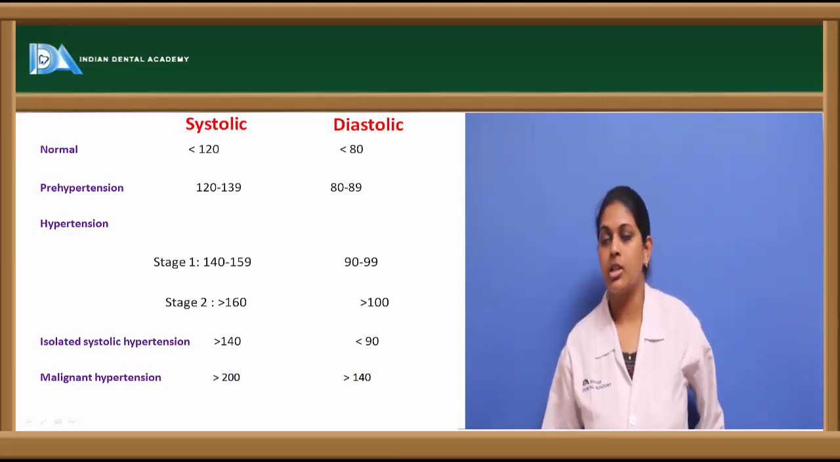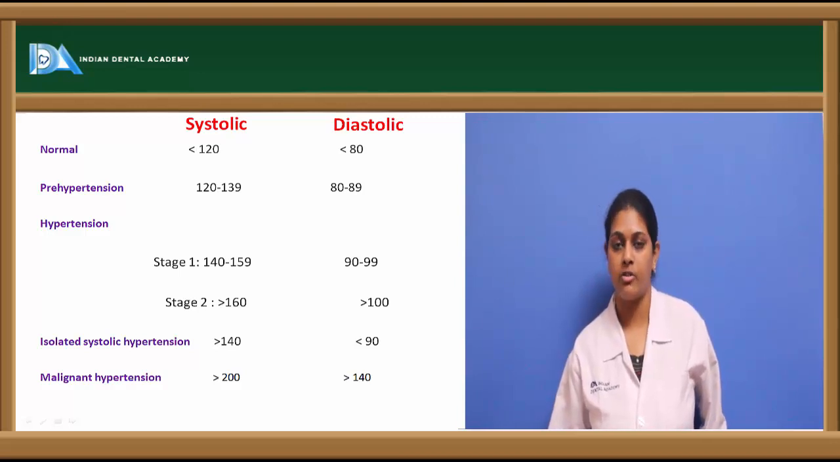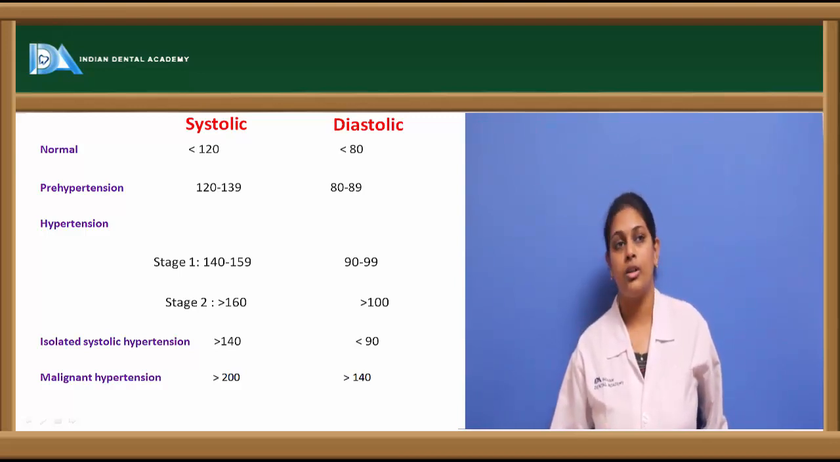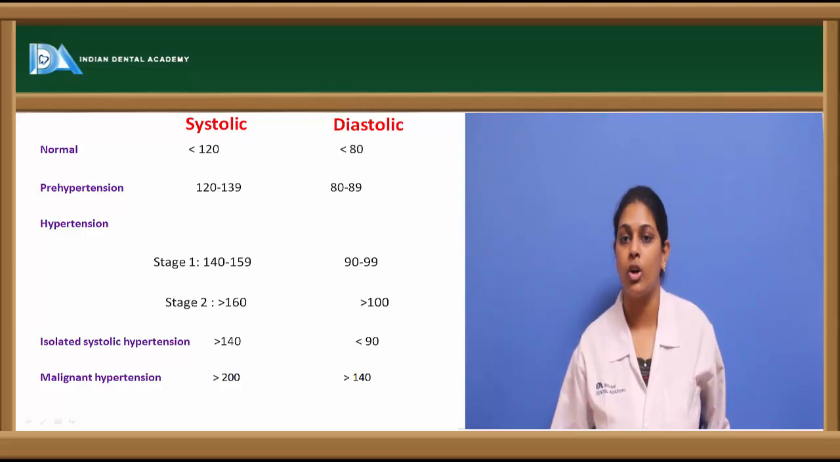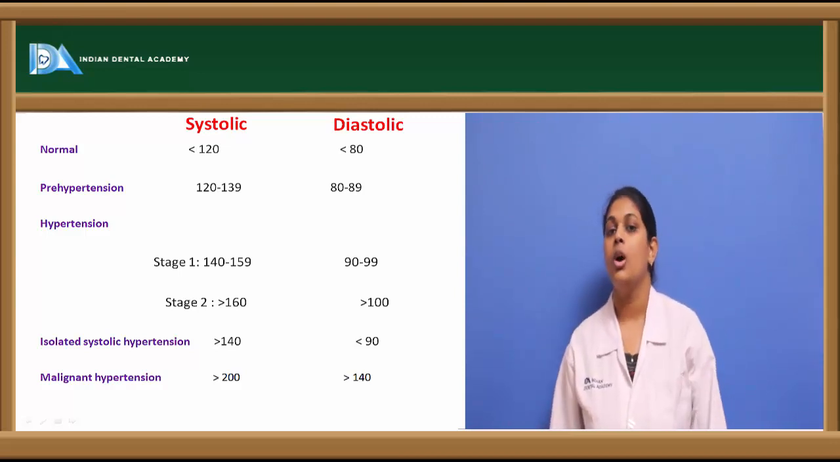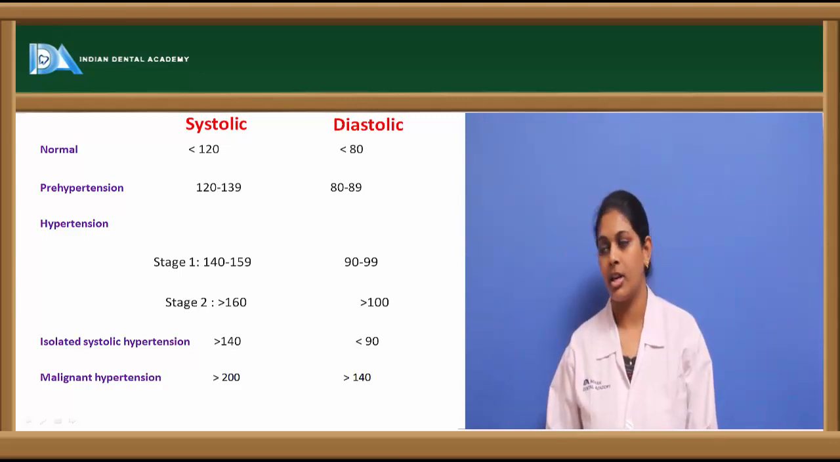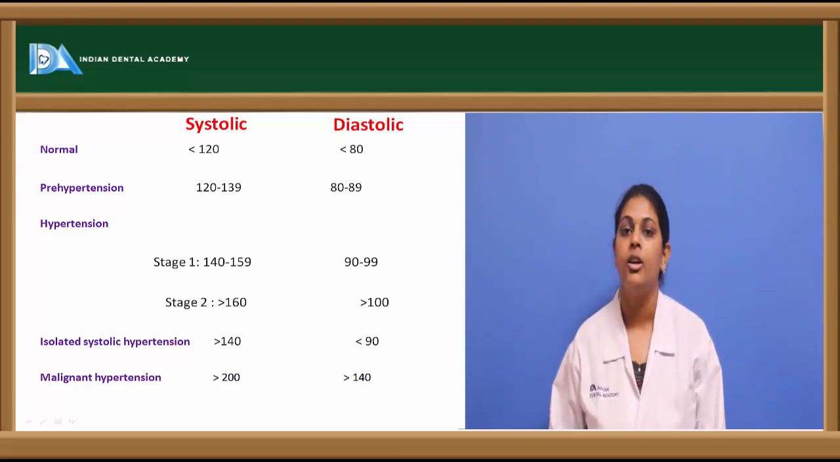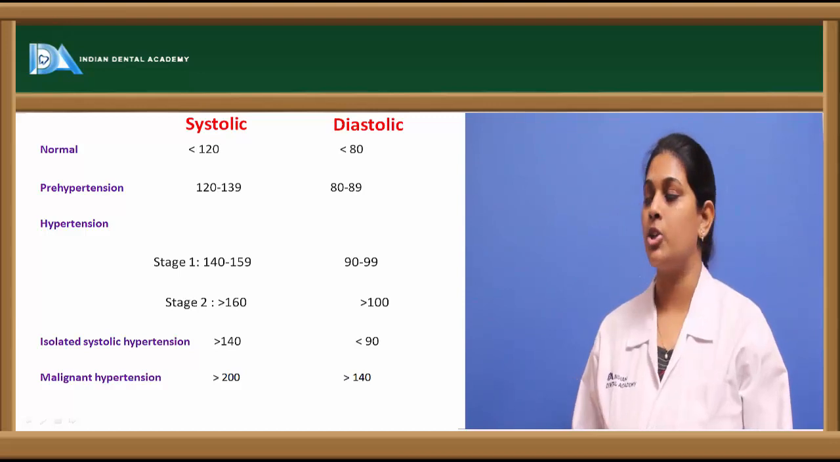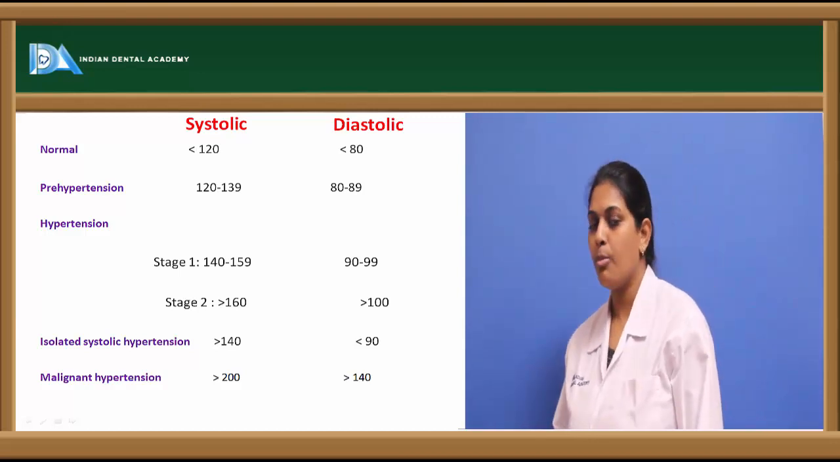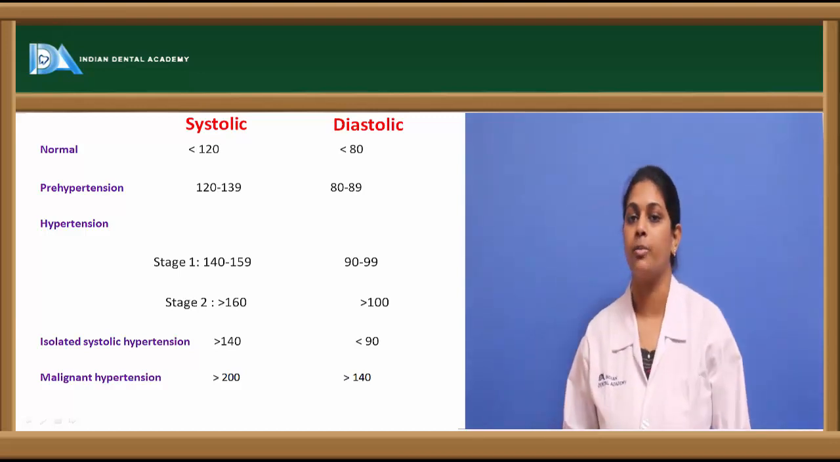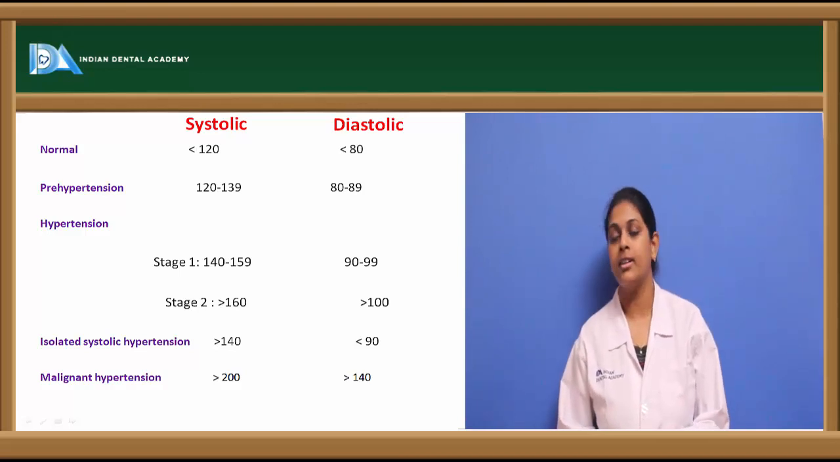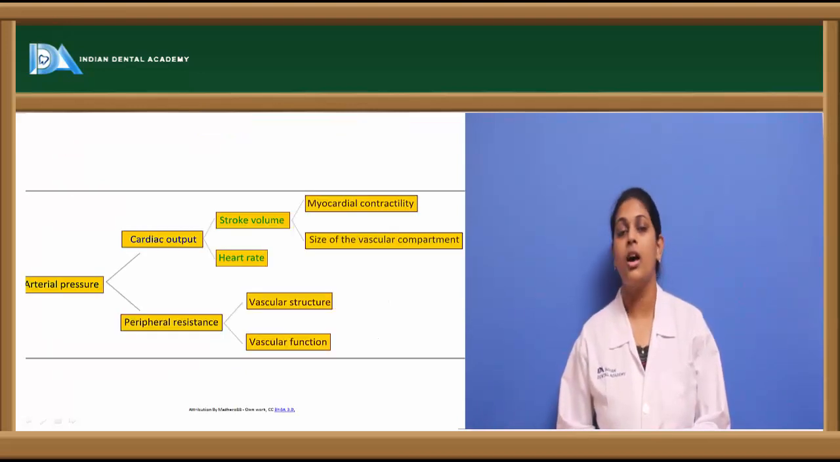And isolated systolic hypertensive patients are those who have systolic pressure of greater than 140 and diastolic pressure of less than 90. And malignant hypertension, that is a sudden rise in blood pressure, of more than 200 mmHg of systolic pressure and more than 140 mmHg of diastolic pressure, is said to be malignant hypertension. So this is hypertension.